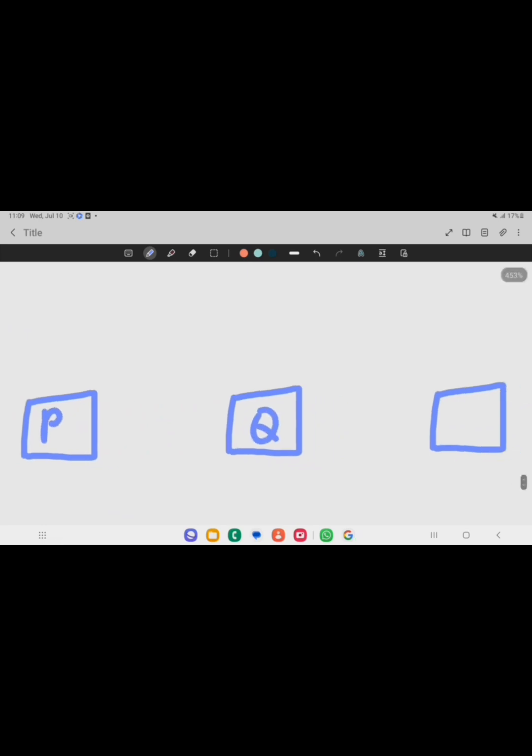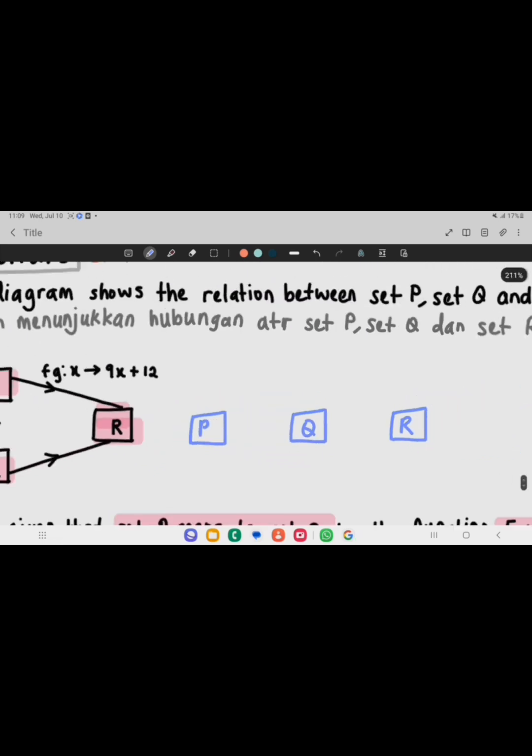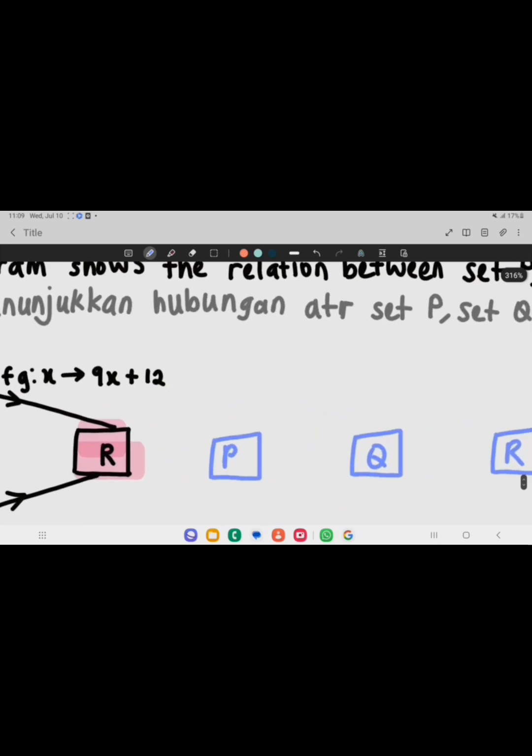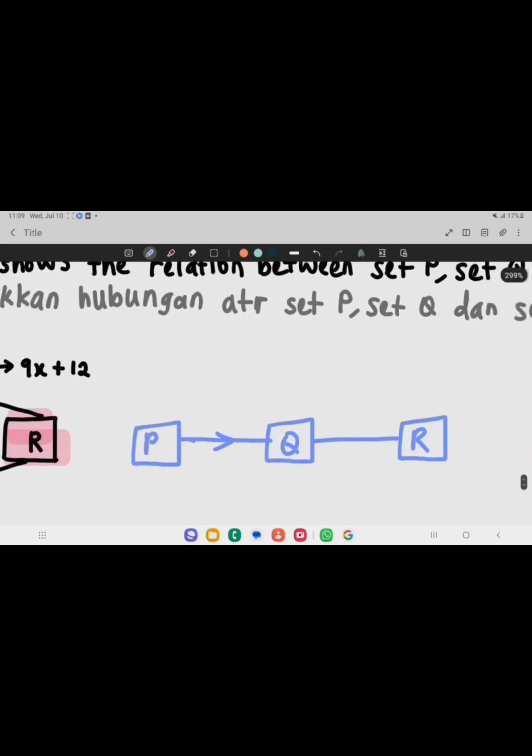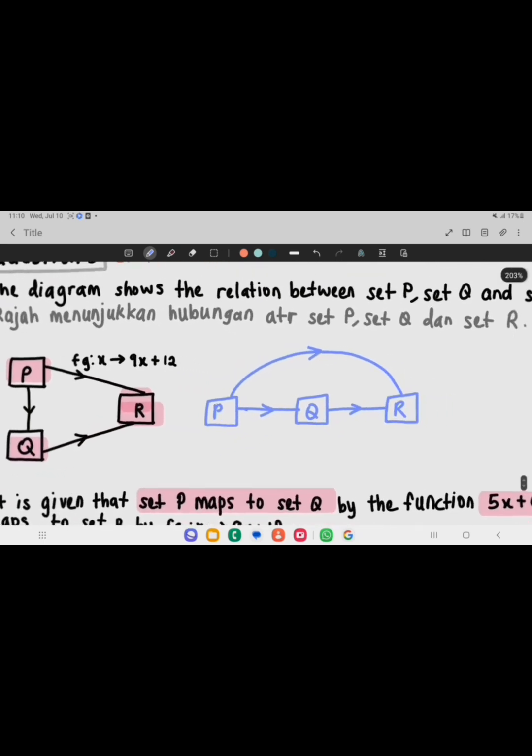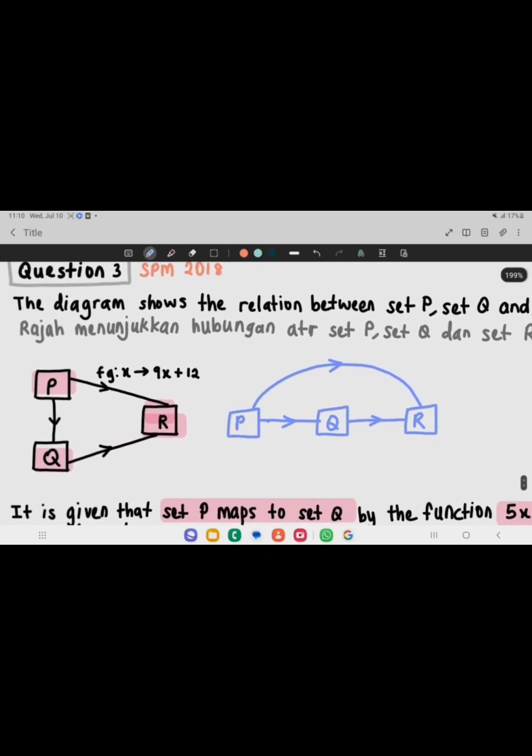P, Q and R. So from P to Q, from Q to R, from P to R, exactly the same thing. It's just that they changed the shape from oval to square shape. Okay, purposely, to make you feel confused.